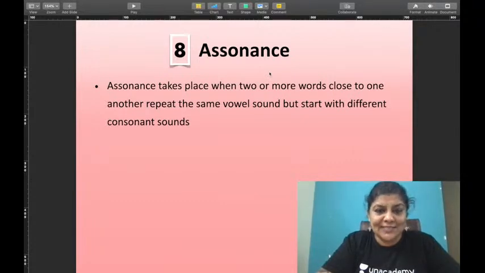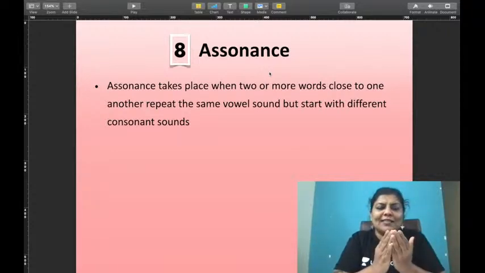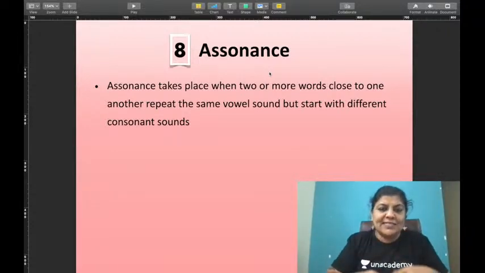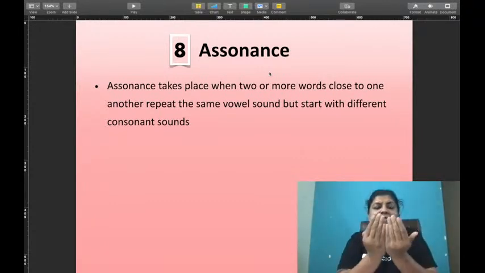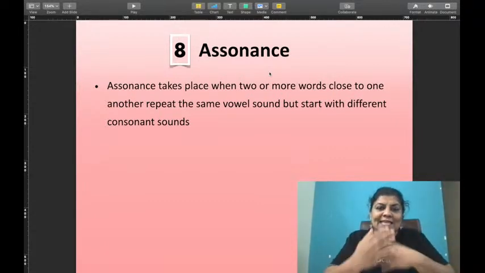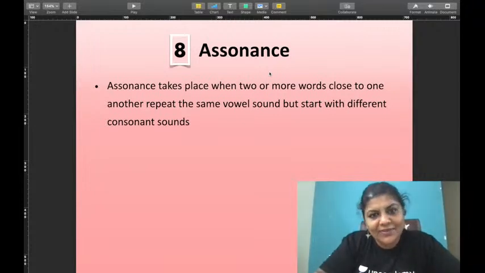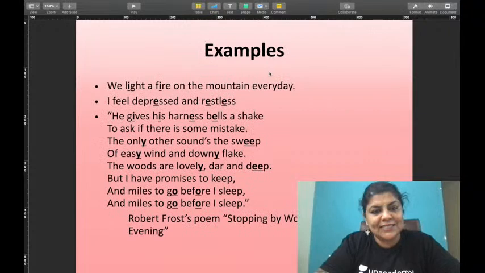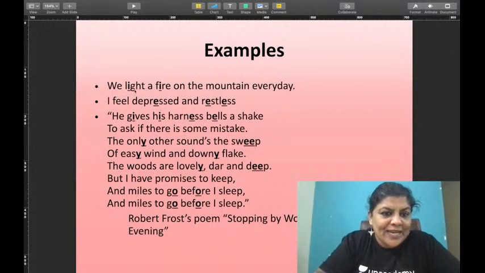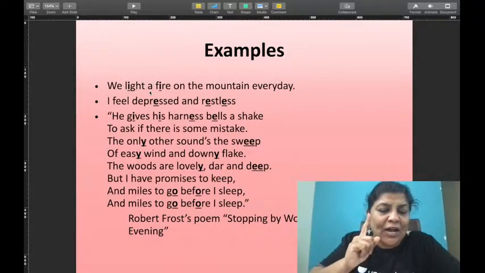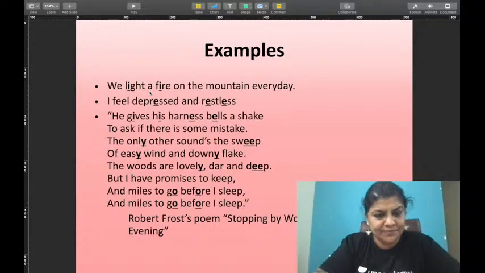Assonance. What is assonance? Assonance takes place when two or more words close to one another repeat the same vowel. Two words are close to one another and the same vowel is repeated. This is assonance. Look at this. We light a fire. Light a fire. The I sound, the vowel sound, is repeated.